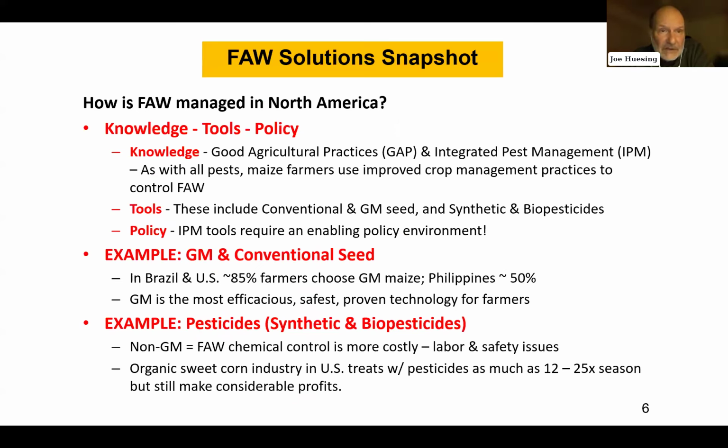First is knowledge. Farmers and extension people have to understand what this pest is and how it acts, and its biology and all those kinds of good things. There has to be a toolbox: synthetic and biopesticides, conventional host plant resistant lines of maize. And importantly, policy is important. In my experience around the world with fall armyworm, the single biggest factor impeding quick control of this pest were government policies.